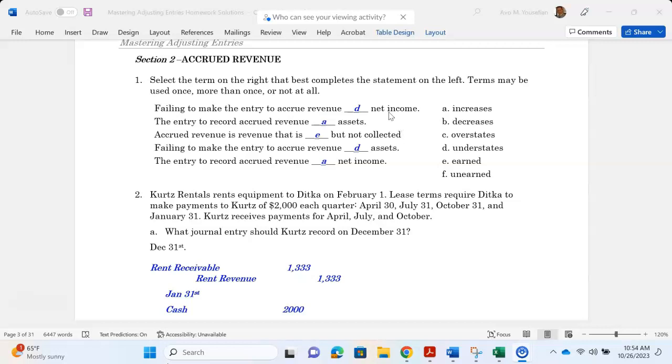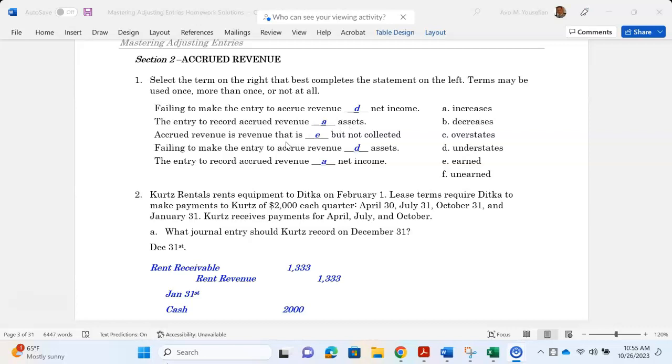Make sense? The first one? Any question on the first one, please? The entry to record accrued revenue increases assets. That's true, because when you accrue a revenue, what are you doing technically? You are doing debit accounts receivable, credit revenue. Debiting accounts receivable is increasing assets.